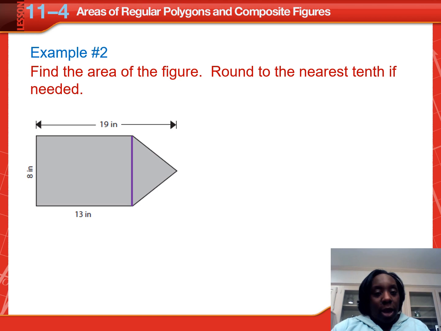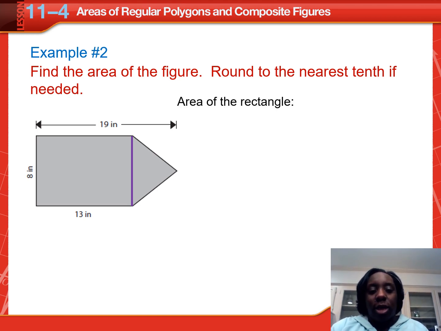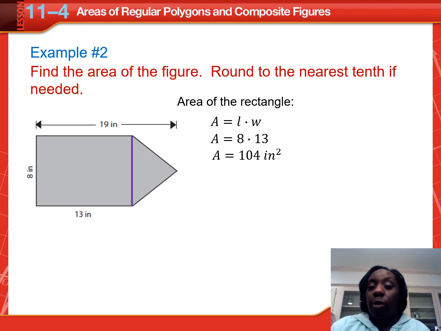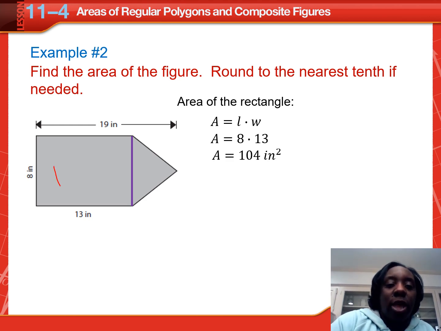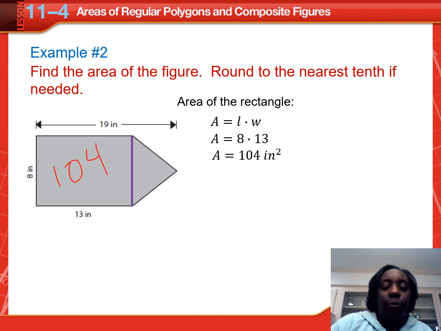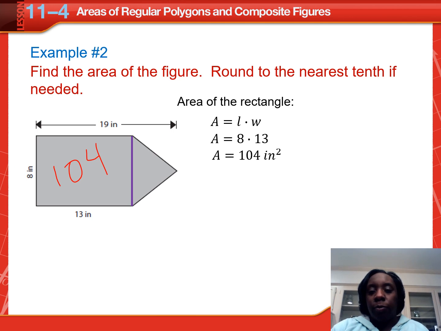So there is a split. I see the split clearly here. So the rectangle is always easy because it's just length times width. I don't have to think about it. I clearly see the length and width. 8 times 13, I get 104. So I know that this part is 104 inches to the second power.